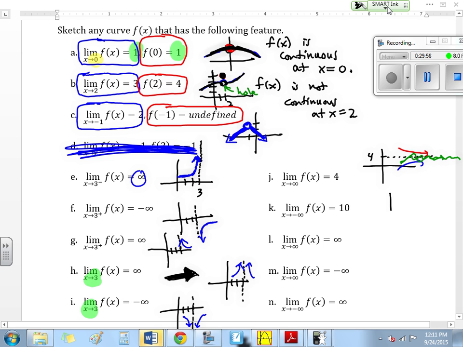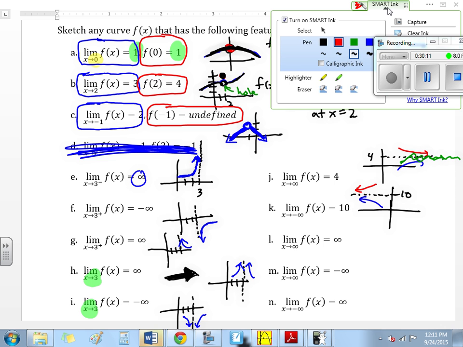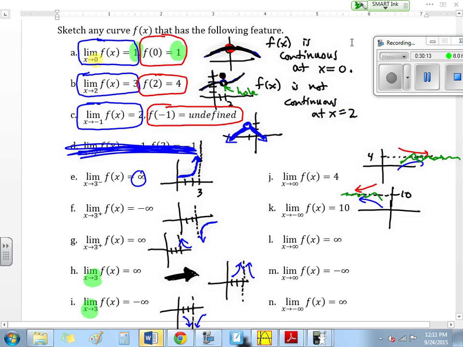This one you're going to the left, and the y value that you're approaching is 10, not 4. So I'll make it dotted again. So this is y equals 10. The curve is either rising towards it, falling onto it, or wiggling its way onto it.